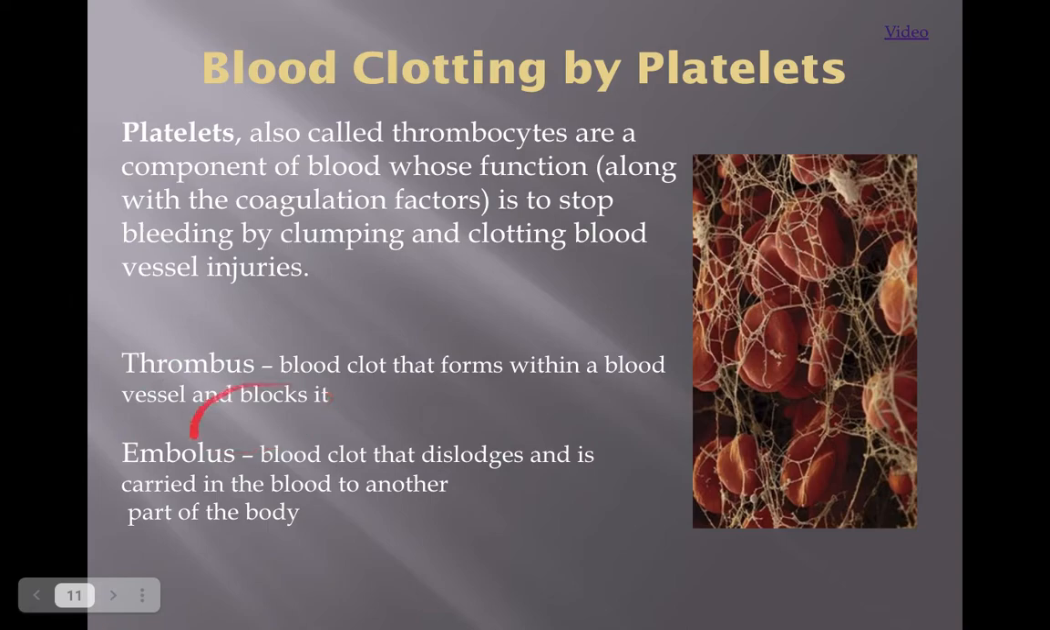So don't worry about thrombus and embolus. We're not going to quiz you on that at all.